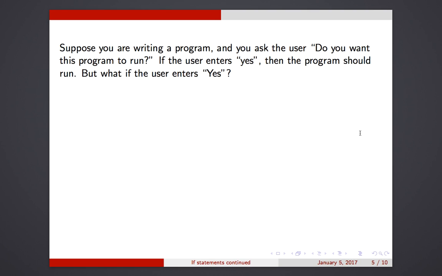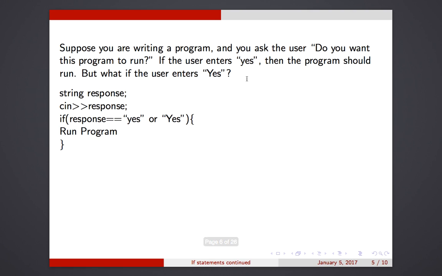So suppose you're writing a program and you ask the user, do you want this program to run? This is kind of a silly question, I guess, because presumably they do, but let's just go with it. So the user enters yes, like this. If they do that, you should want the program to run. But what if they do this? Presumably, you still want the program to run. So you would need some sort of structure like this. You get the response from them. If the response is either lowercase yes or uppercase yes, the program should run.